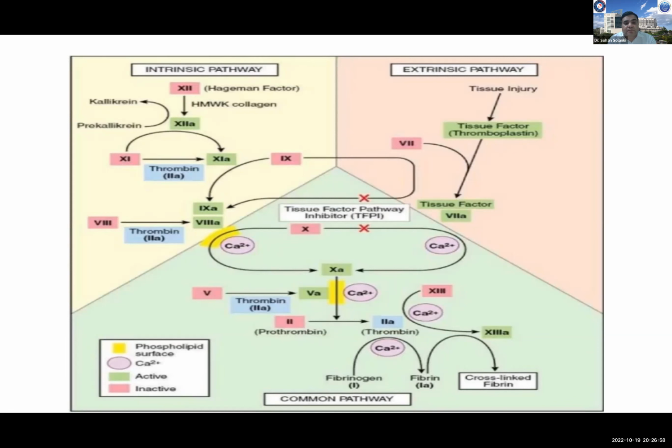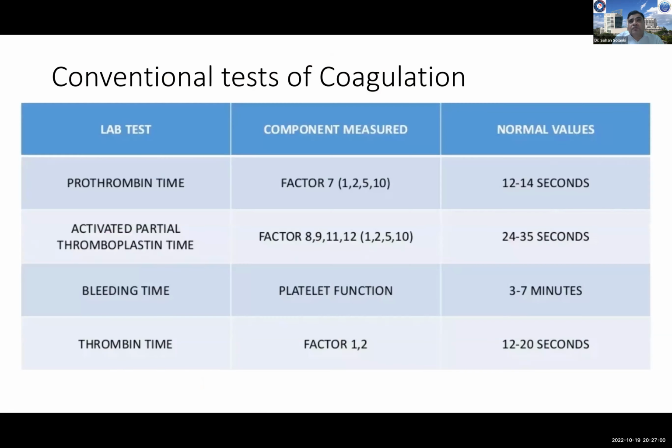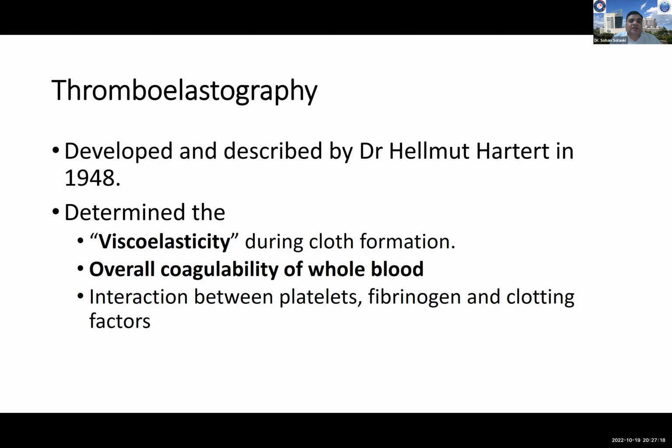So this is the coagulation pathway, and for testing of this coagulation, we have prothrombin time, APTT, bleeding time, and thrombin time, and they all take from a few seconds to a few minutes for the test. But these individual tests do not give you a whole picture of the coagulability of the whole blood. So for that, we need thromboelastography or thromboelastometry, as we will discuss in the latter part of the talk.